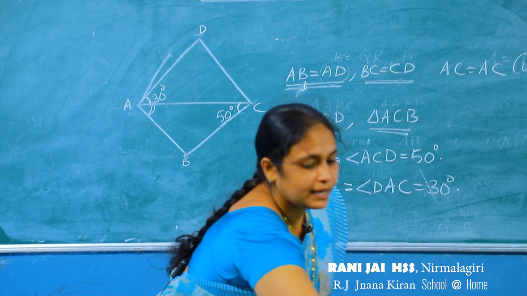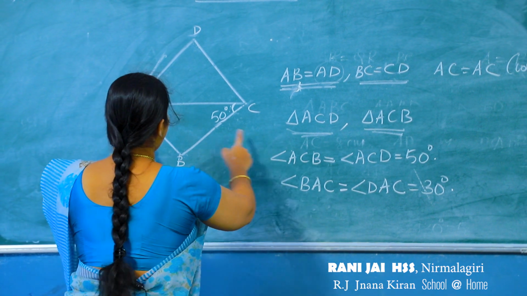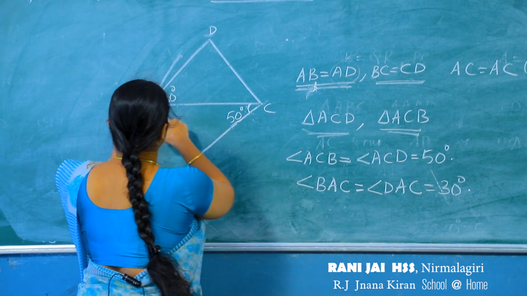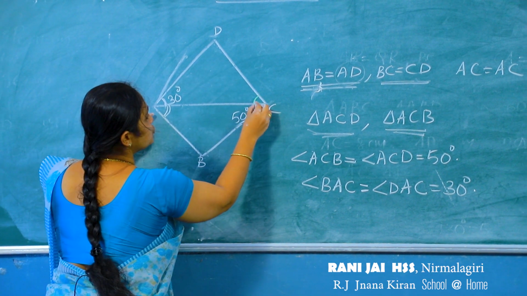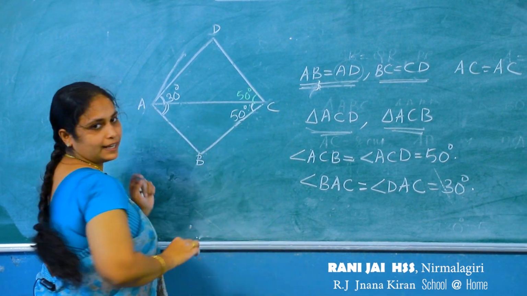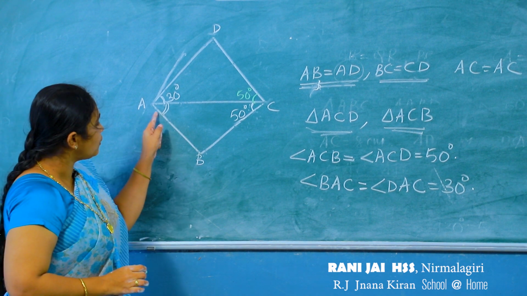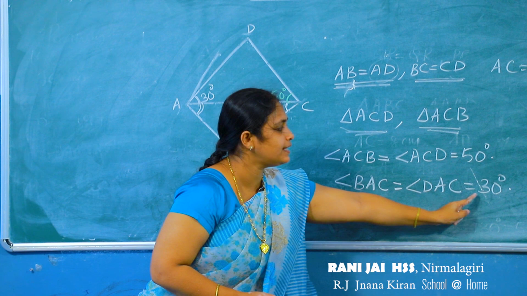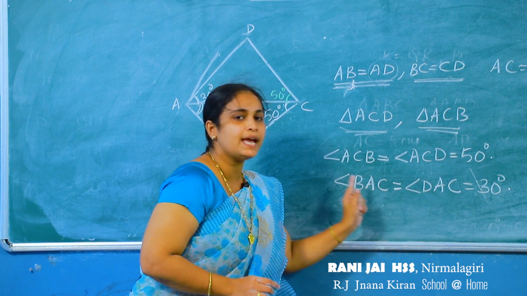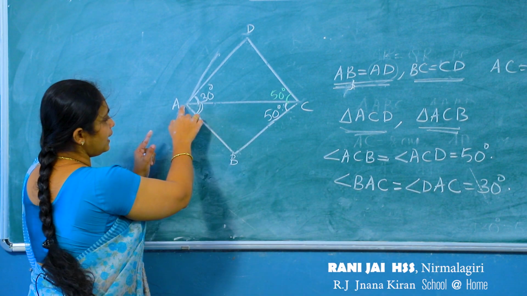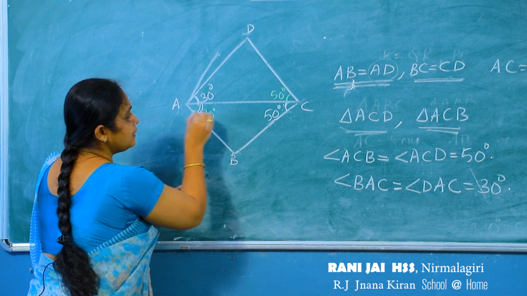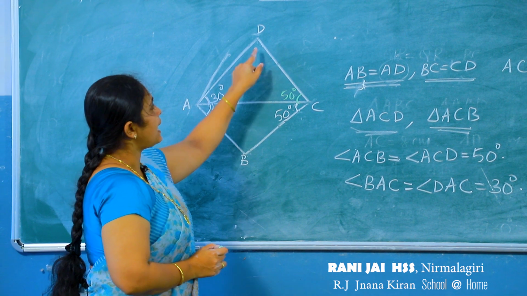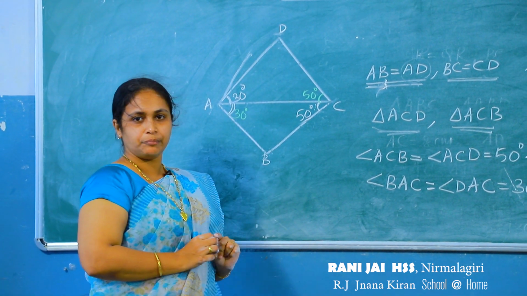Okay. That is, we can write angle ACB 50 degree, ACD this also 50 degree. Now, here also angle DAC equal to 30 degree, BAC equal to 30 degree. Okay. Now, what is angle D and what is angle B?